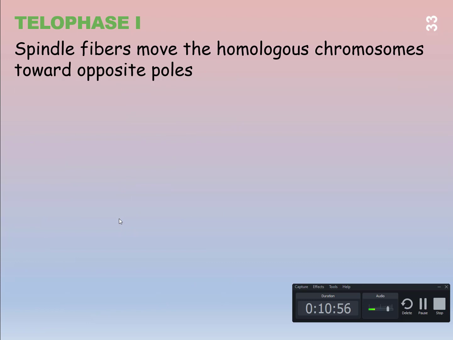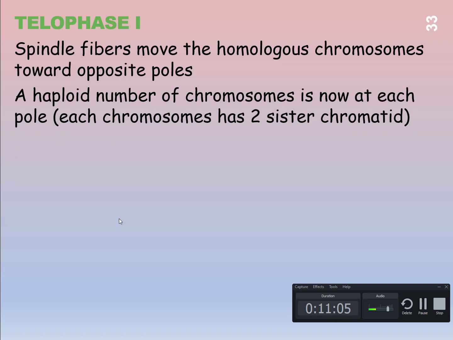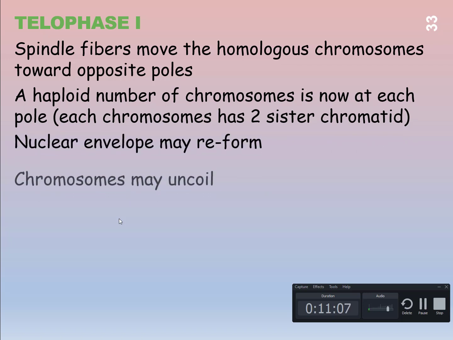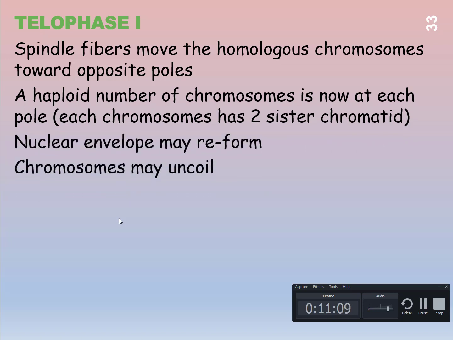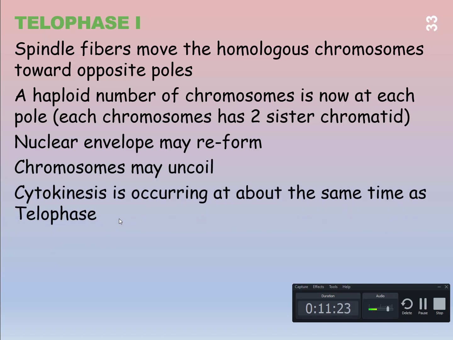In telophase 1, those spindle fibers and homologous chromosomes are working to move to the opposite poles, and we end up with that haploid number of chromosomes. What happens during the next portion is sort of dependent on the organism. We may see a variety of things happen. We're not going to worry too much about what's going on in interphase here. We know cytokinesis is going to occur about the same time as telophase most of the time.